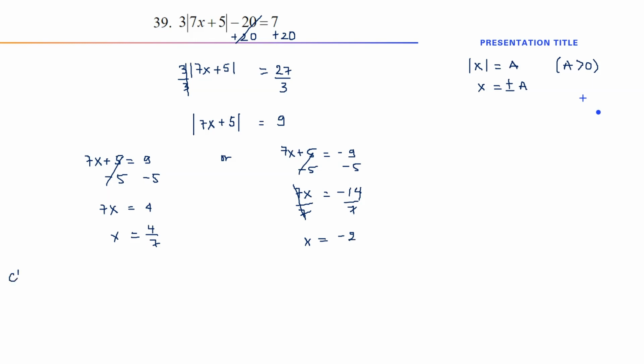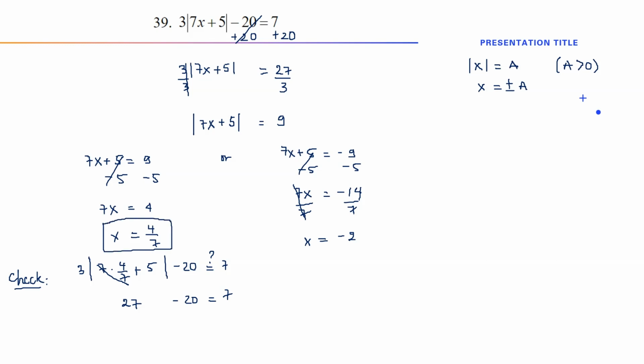And just making sure, let's check our answer one more time. So we have 3 times the absolute value of 7 times 4 over 7 plus 5, minus 20. Is that equal to 7? So that 7 cancels out. We have 9 times 3, 27, minus 20, yes, is equal to 7. And this is our solution.